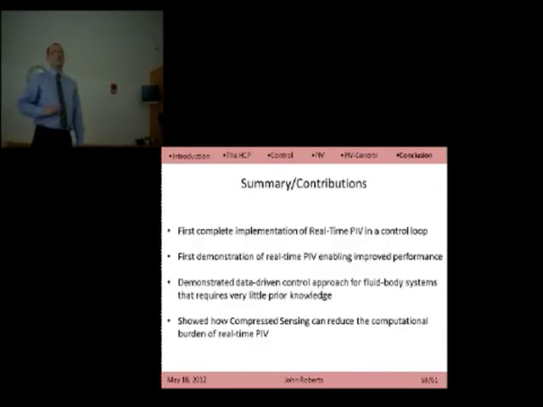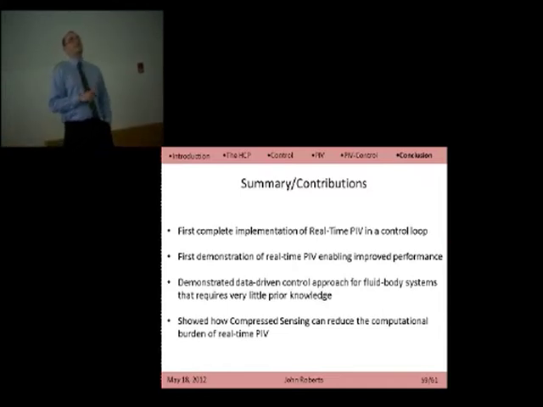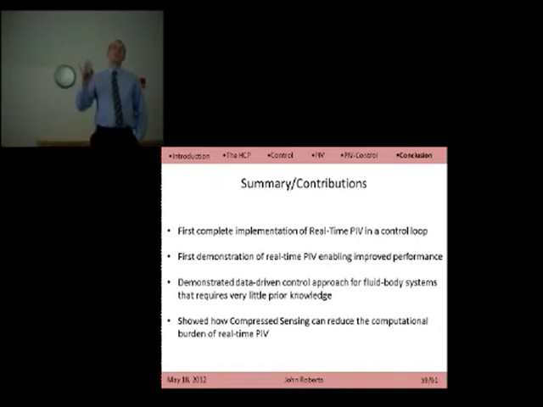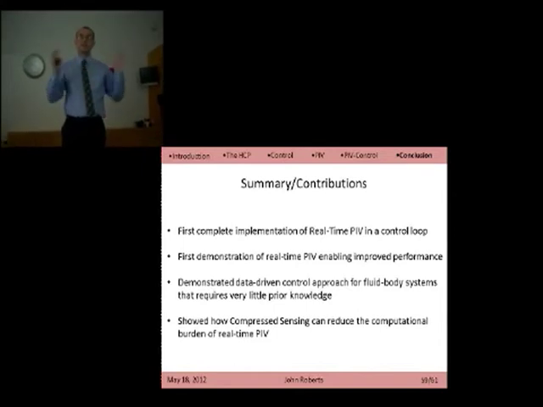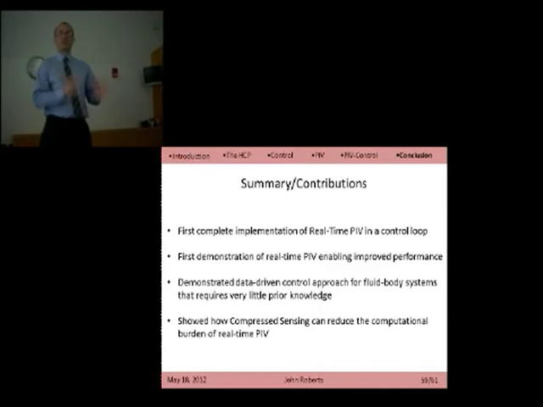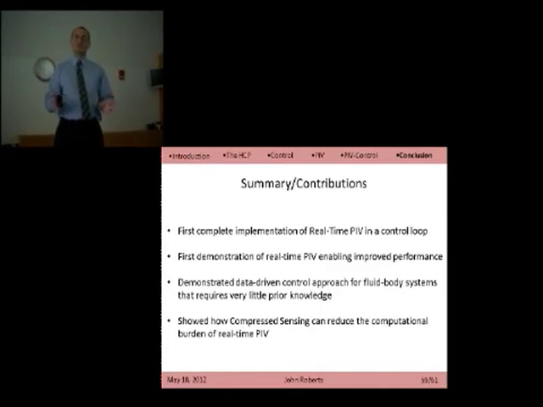So, it's about time to go through the summary and contributions of the work. This is the first complete implementation of real-time PIV in a control loop. People have real-time PIV that's running at the necessary rates, but not using it actually to control a real system. Here we actually have an experimental system using real-time PIV information to improve the performance of its control.